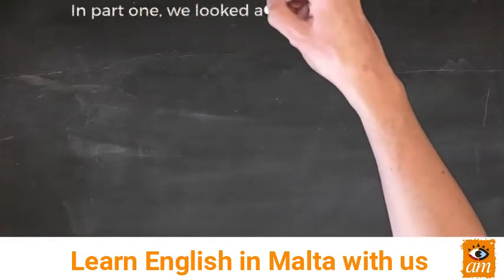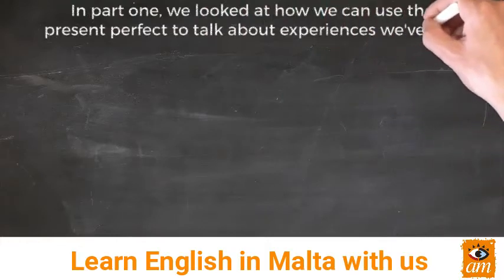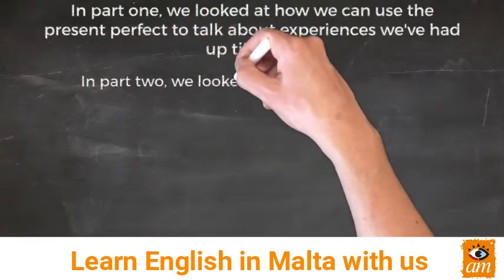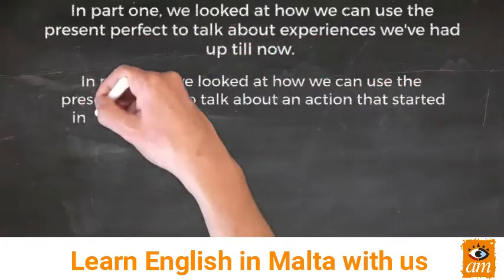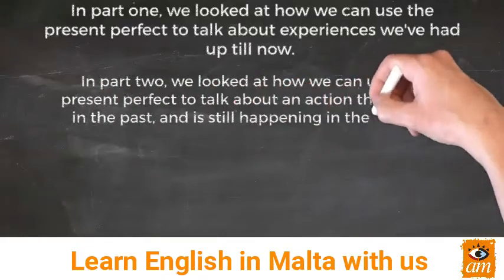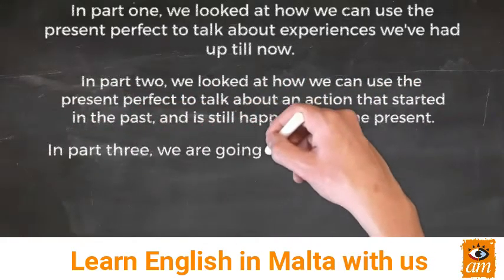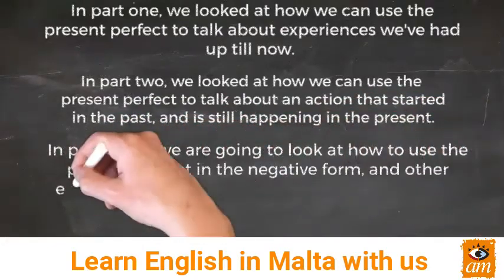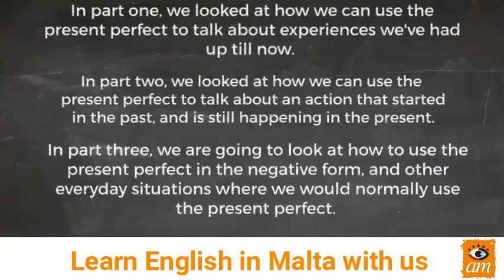In Part 1, we looked at how we can use the present perfect to talk about experiences we've had up till now. In Part 2, we looked at how we can use the present perfect to talk about an action that started in the past and is still happening in the present. In Part 3, we are going to look at how to use the present perfect in the negative form and other everyday situations where we would normally use the present perfect.